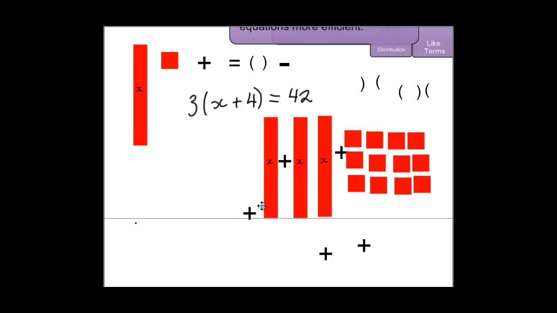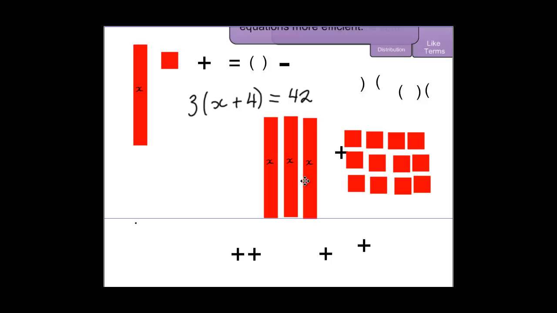Now I can get rid of this because I don't really need those. I end up with 1, 2, 3 x's plus 3 groups of 4, which makes 12. Therefore, I end up with 3x plus 12. Hopefully that makes a bit of sense to you.